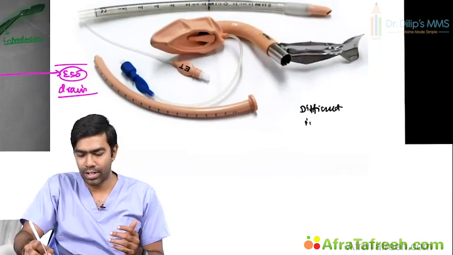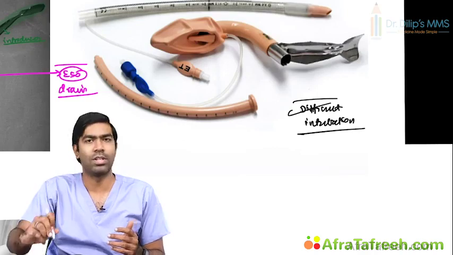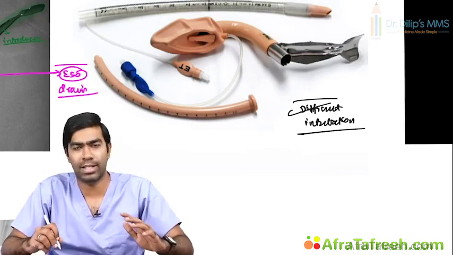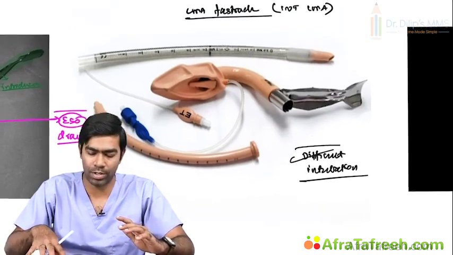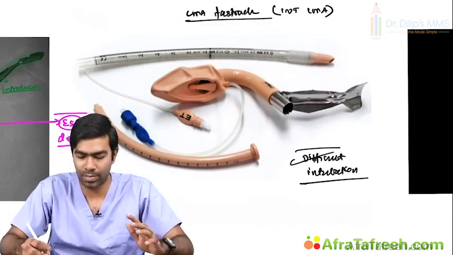Remember, you can use this as a primary LMA device also, but this is specially designed to aid in difficult intubation. During difficult intubation, when you can't intubate the patient, you can use this intubating LMA as an accessory airway device to aid in intubation. Remember, all these things come along with the package.